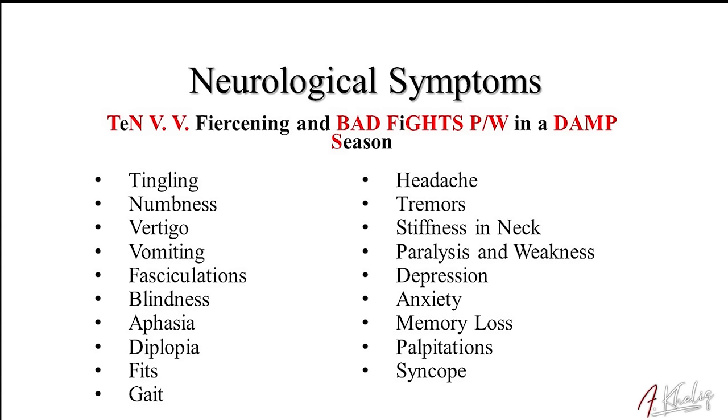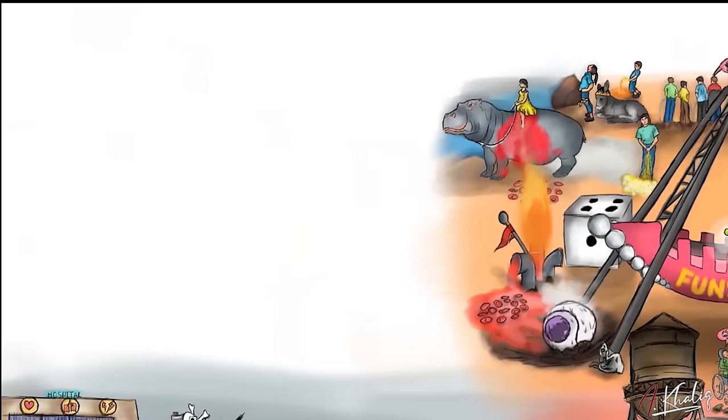Then we get bad. B stands for blindness, A stands for aphasia, and D stands for diplopia. Next up, we have fights per week in damp season. Fight stands for fits, G stands for gait, H stands for headache, T stands for tremor, and S stands for stiffness in neck. Next, we have per week, which stands for paralysis and weakness, and then damp, which is depression, anxiety, memory loss, and palpitations. And season stands for syncope. So tingling, fasciculation, numbness, vomiting, vertigo, blindness, aphasia, diplopia, fits, gait, headache, tremors, stiffness in neck, paralysis, weakness, depression, anxiety, memory loss, palpitation, and syncope. These are the main complaints related to CNS.